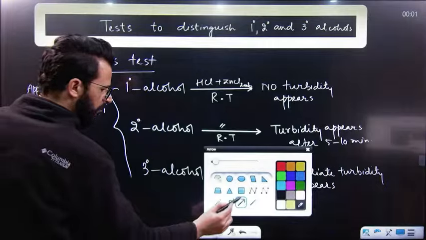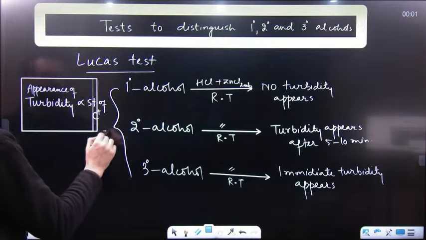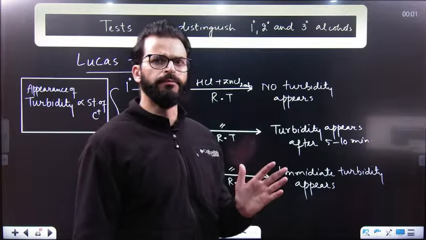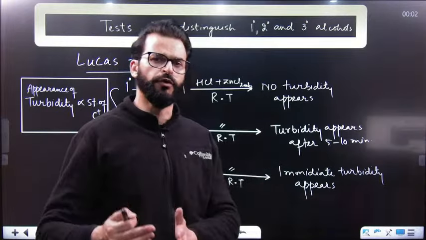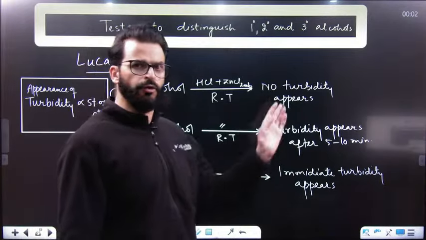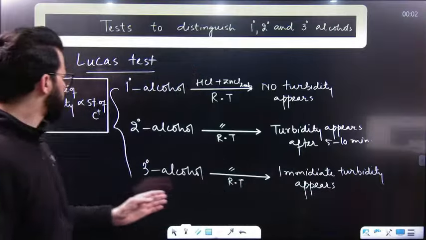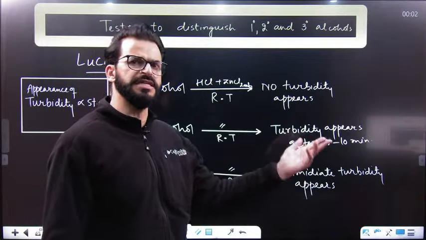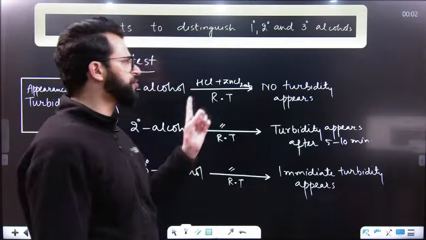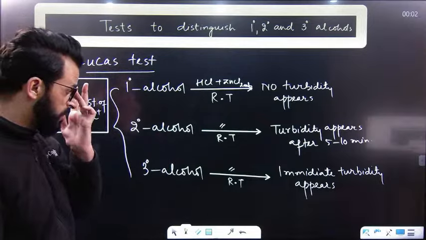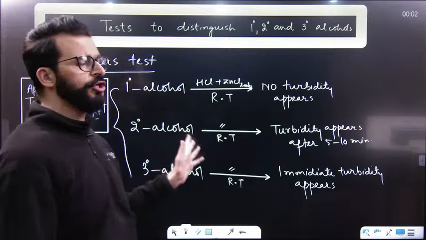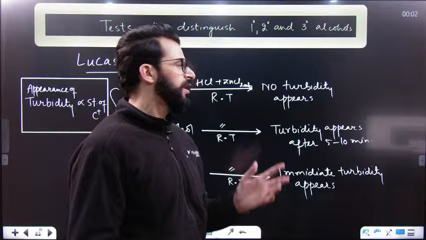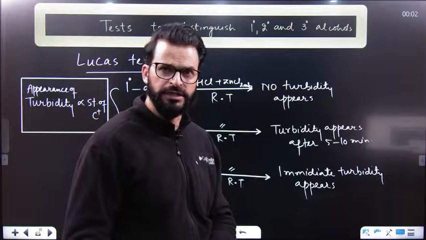The more stable the carbocation is, because among 1 degree, 2 degree and 3 degree alcohol, the one which can form the most stable carbocation after removal of OH is obviously 3 degree. So the more stable the carbocation, the faster the appearance of turbidity. If turbidity appears in seconds, that is because of carbocation formation. So a species which cannot form carbocation will not show turbidity.